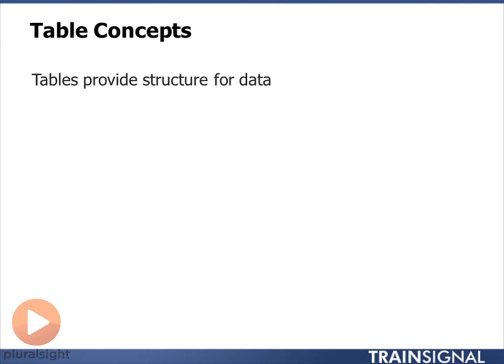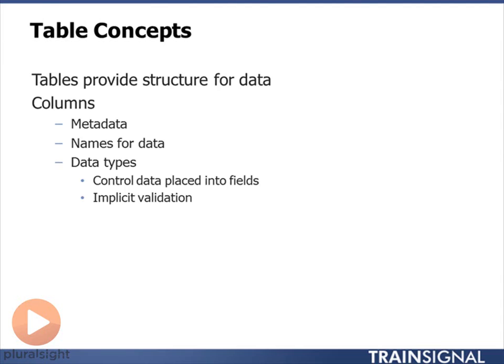So a table, of course, is going to provide the structure for our data. Our tables are going to contain columns and rows. Our columns are going to be our metadata. Metadata is a very fancy way of saying data about data. It just sounds cooler if you say metadata. Now, metadata in the case of SQL Server is really going to entail two things. Number one is it's going to be the names, so all those different column names. And then number two is the data types.